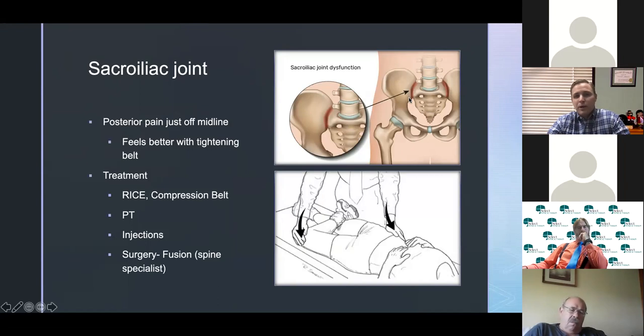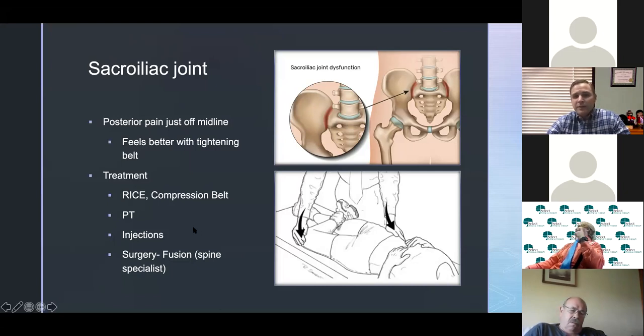Again, we're talking about posterior related pain. This pain is just off the midline and the posterior aspect of the leg. A lot of people have trouble sitting with this. A lot of people will describe that if they tighten their belt up, it helps them with relief at times. And then the test for this is the figure 4 test. When people are having problems and we're trying to rule out that SI joint, this figure 4 test kind of gives us that indication that, yeah, we think your SI joint is flared up or inflamed.